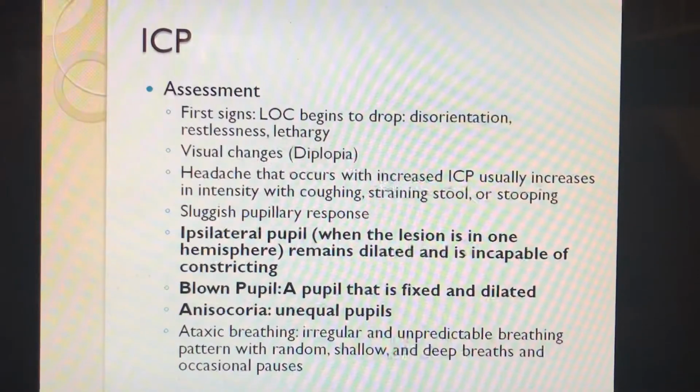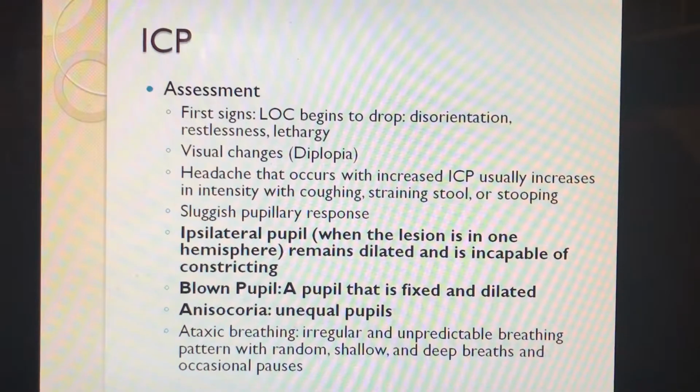So for your assessment, you want to first assess the level of consciousness, disorientation, restlessness, and lethargy. If the patient's having visual changes, headache that occurs with increased ICP usually increases in intensity with coughing, straining, stool, or stooping. They may have sluggish pupillary response. We have what's called ipsilateral pupil. This is when the lesion is in one hemisphere. It remains dilated and is incapable of constricting. You have a blown pupil, which is a pupil that is fixed and dilated. And you have anisocoria, which are unequal pupils.